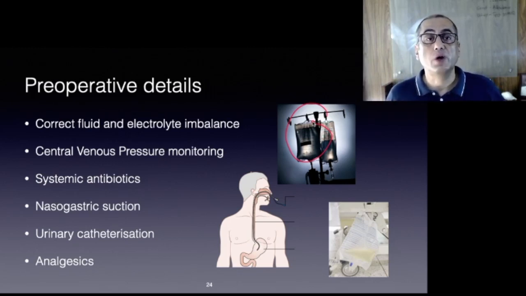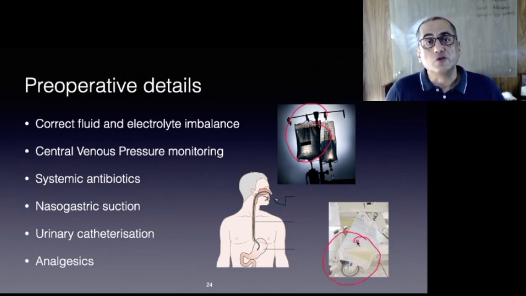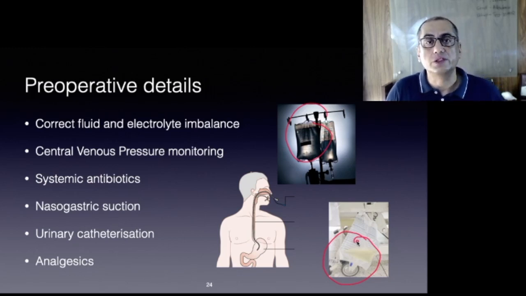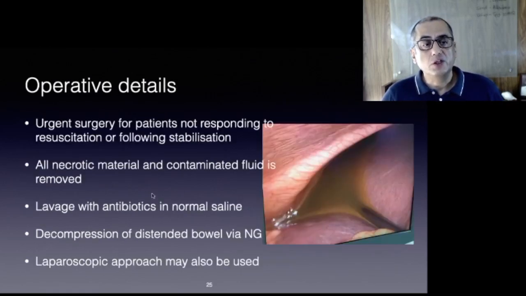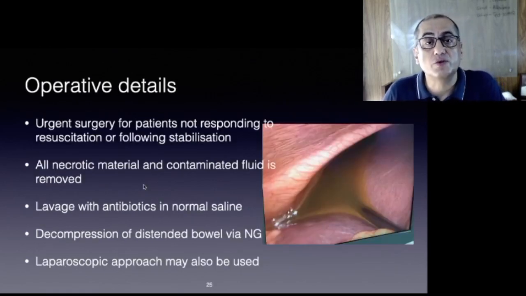Nasogastric suction is required to empty the stomach and reduce the risk of further vomiting. Urinary catheterization is used to measure the urinary flow and assess the adequacy of the fluid resuscitation. Administer analgesics such as morphine in small IV doses, preferably as a continuous infusion. Now, in the operative management, the management depends on the cause of the perforation.